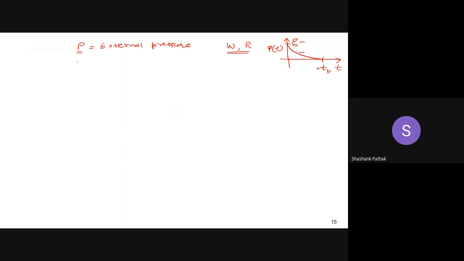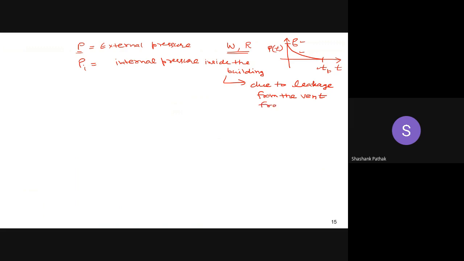Now we are interested here in computing the PI, which is the internal pressure inside the building due to leakage from the vent, from the opening, from the window, right? Now we want to compute this. We already have this. Now we want to compute this inside a building.